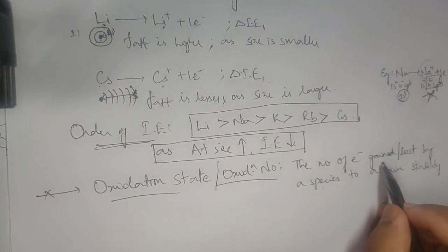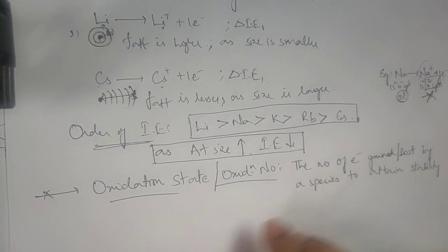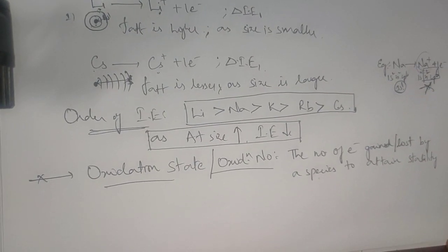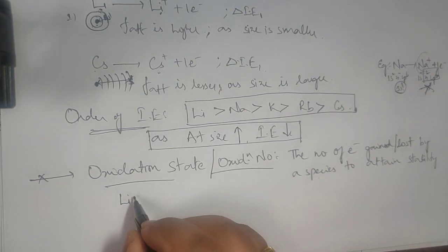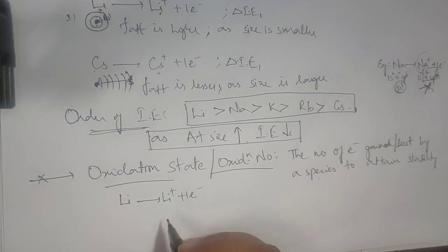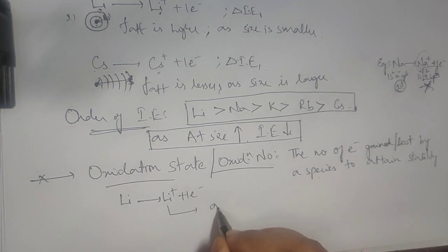Are you understanding? So again, oxidation state is nothing but the number of electrons gained or lost by a species to attain stability. We all know that a metal's tendency is to lose electrons. Yes or no? A metal's tendency is to lose electrons. So for example, Li becoming Li plus, and this is nothing but the noble gas configuration attained.